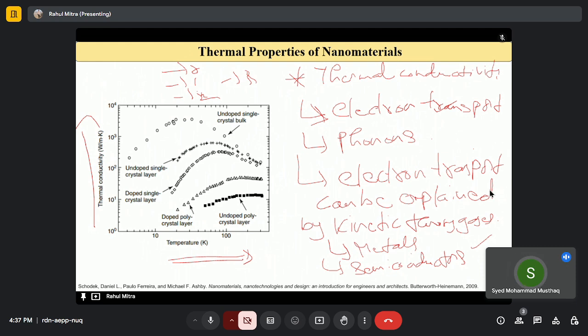will turn into the conduction, and the other one is the phonons, right? So these are the two major ways from which the conduction of heat takes place.